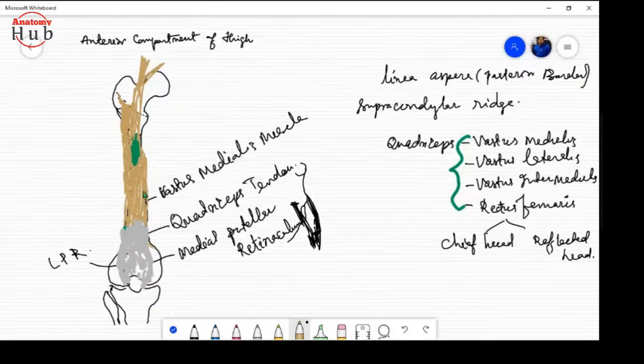Over here you will see that the most part of the quadriceps tendon medially is fleshy in nature, not like the vastus lateralis, rectus femoris and vastus intermedius. At this side you will find there is a fleshy part, some muscle part that overlaps with the quadriceps tendon medially. That is nothing but the extension of this vastus medialis muscle.